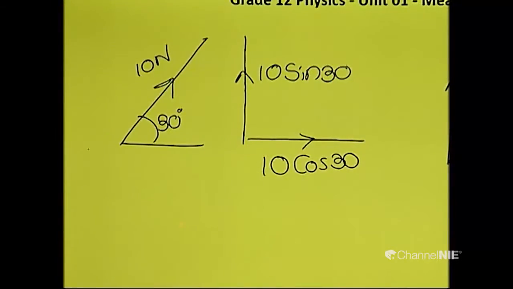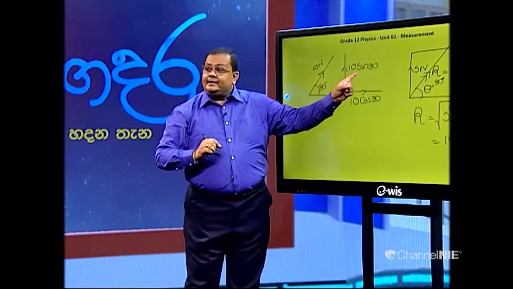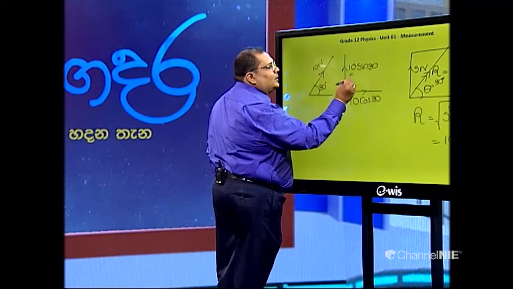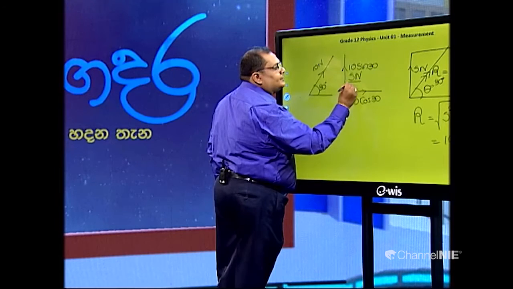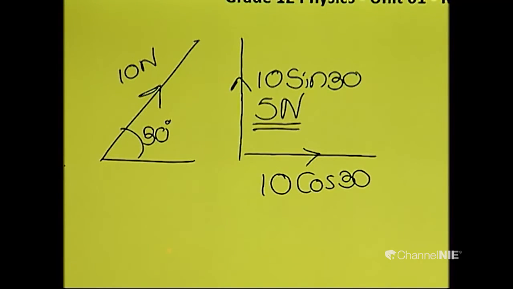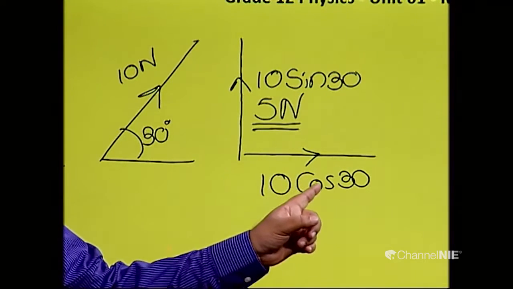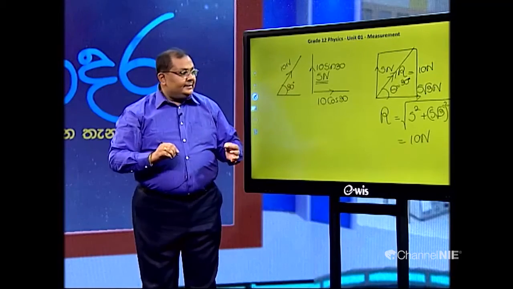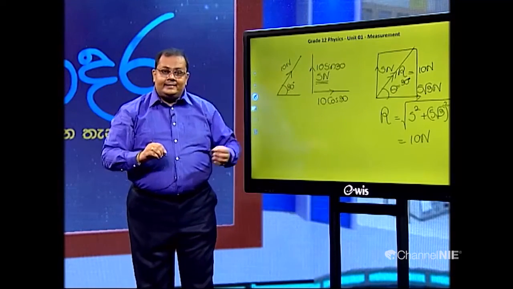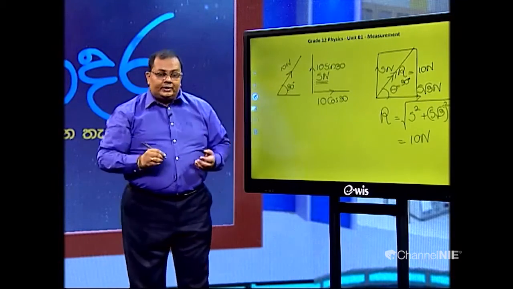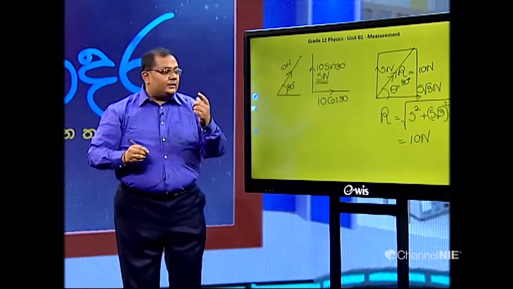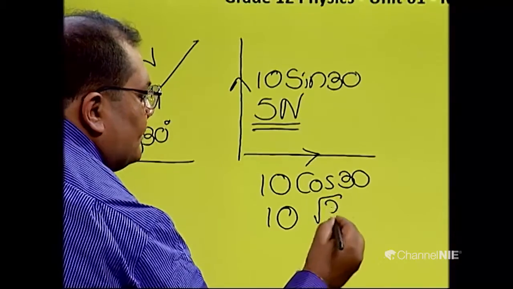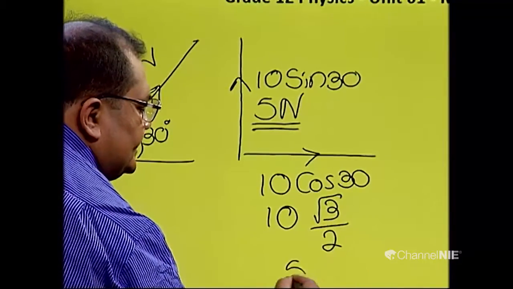And we know sin 30 is half. Sin 30 half means 10 over 2, it's 5. Then vertical component 5 newtons. But it's a horizontal component: cos 30, root 3 over 2. You have to memorize those values, right? Cos 30, sin 30, tan 30, cos 60, sin 60, tan 60. You should know these values. Then cos 30 is square root 3 over 2. Then 10 into square root 3 over 2, it's 5 root 3.